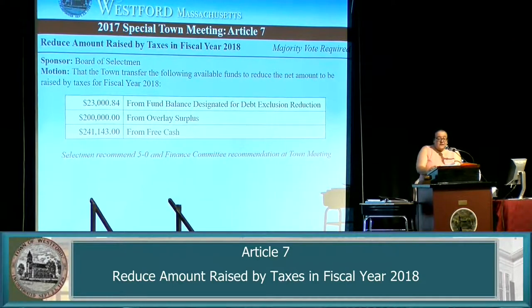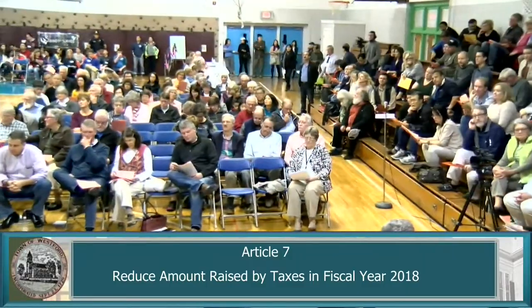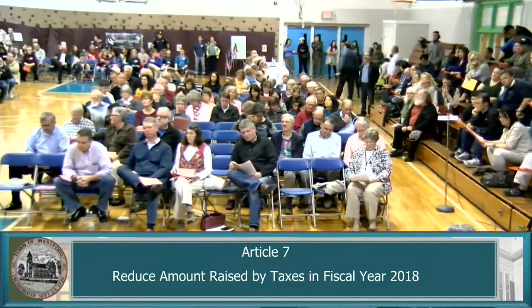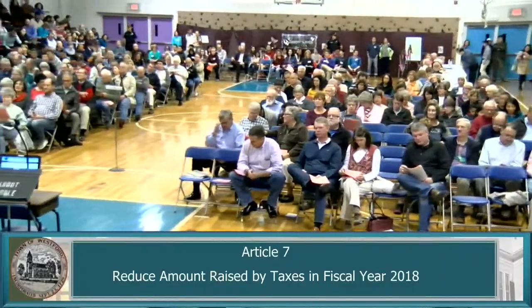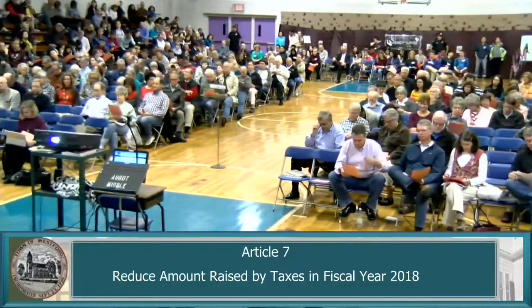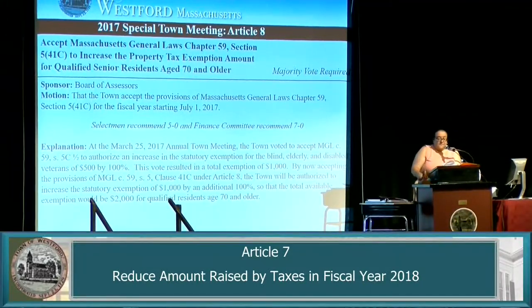Is there any discussion on this motion? A yes vote means you are in favor of reducing the amount raised by taxes in fiscal year 2018. A no vote means you oppose reducing the amount raised by taxes in fiscal year 2018. Seeing no other questions pertaining to the motion, I will call for the vote. This takes a majority vote to pass. All those in favor, please indicate by saying aye. Aye. All opposed, say nay. Motion passes unanimously. Article 7 passes unanimously.